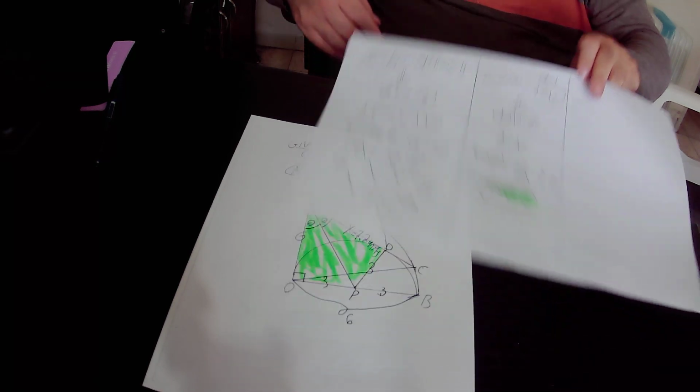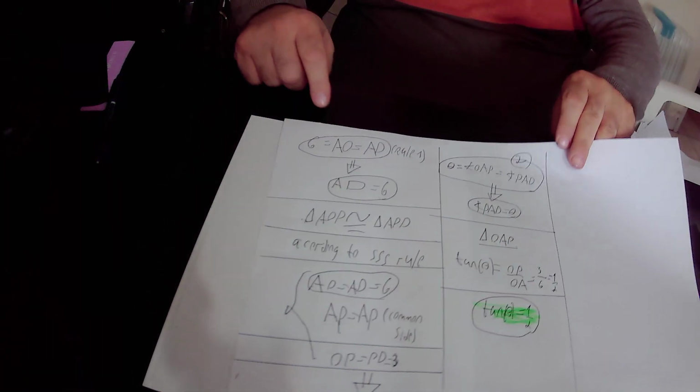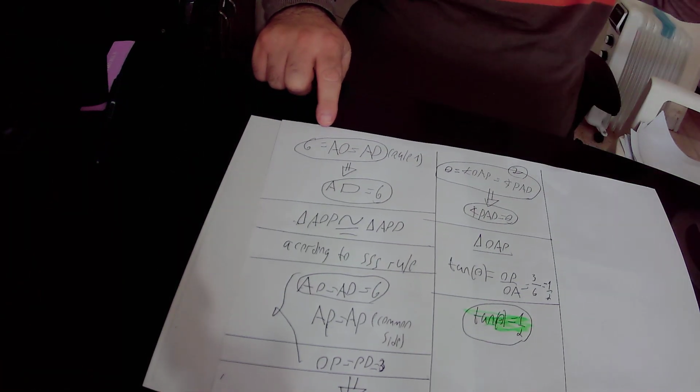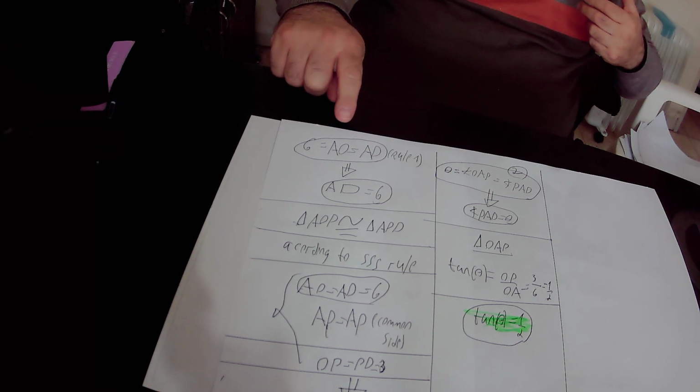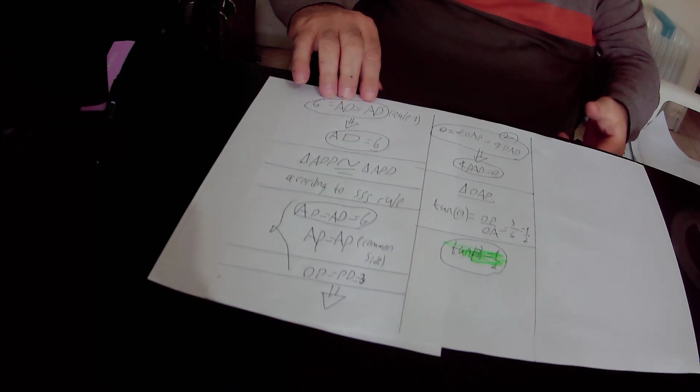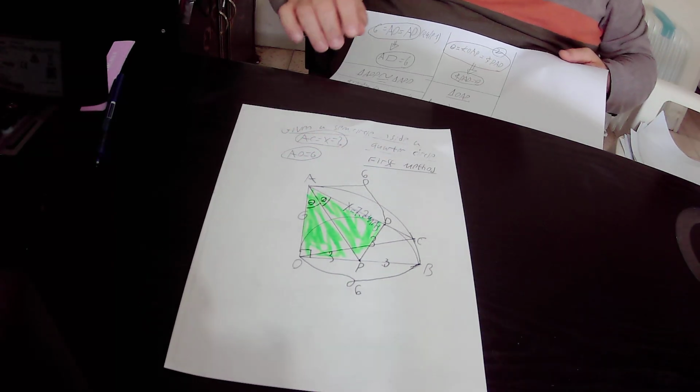But according to what is given in the question, AO equals 6 units. So we can write here that AO equals 6 units. And from this equation, 6 equals AO equals AD, we will derive that AD is also equal to 6 units. So here, segment AD equals 6 units.